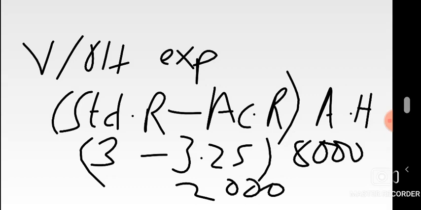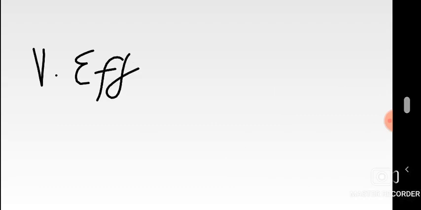Again, what type of variance would this be? If you looked at it, actual is more than standard. Remember, actual is more than standard, so it's adverse. We won't waste much time there. Let's go to the next variance: variable efficiency, the other type of variable overhead variance.